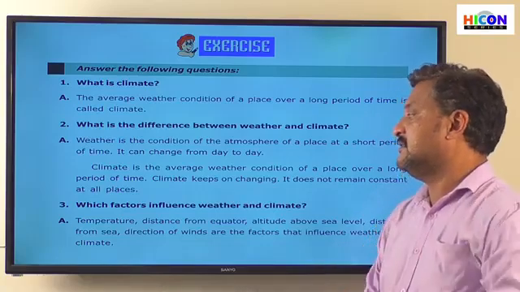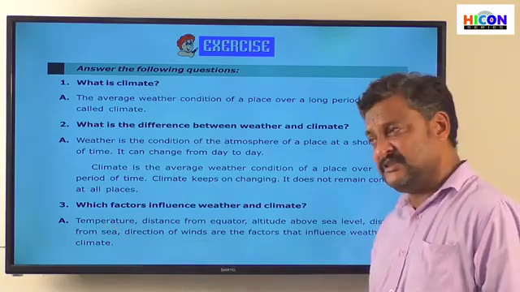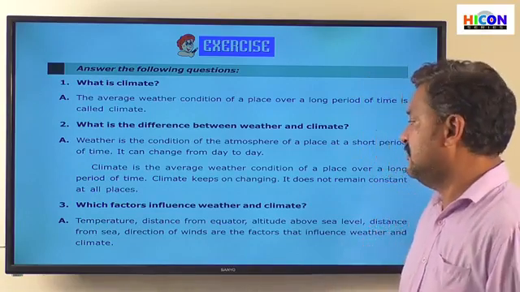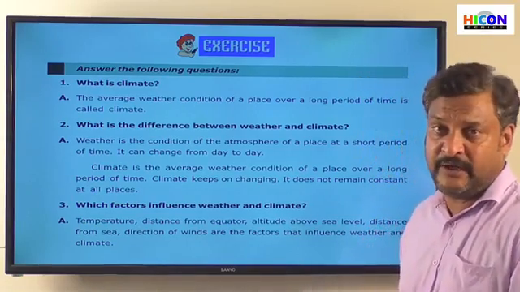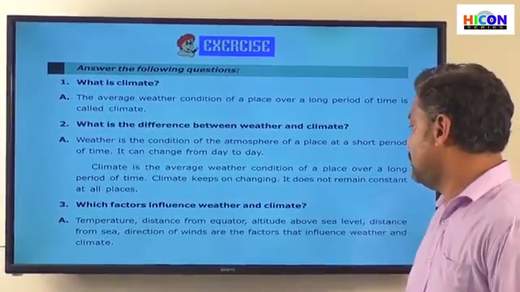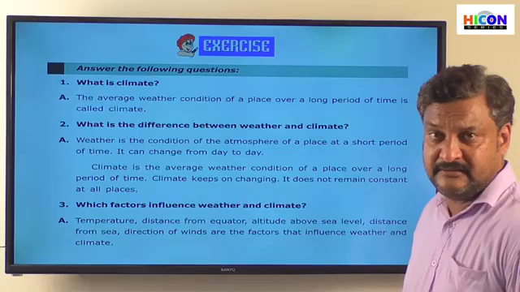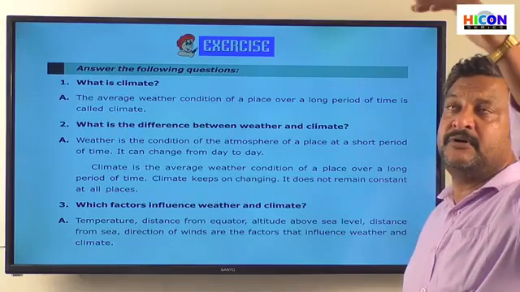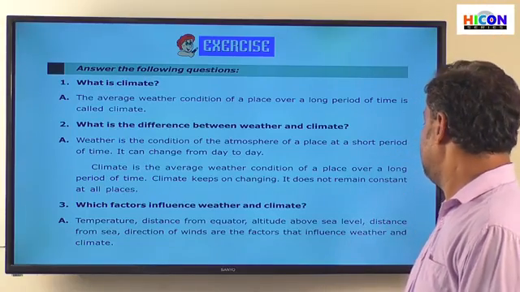So what are the factors? Temperature of the place. Then distance from the equator. Equator is hotter. As we go deeper, it becomes cooler. Altitude above the sea level. As we go up, the temperature decreases.